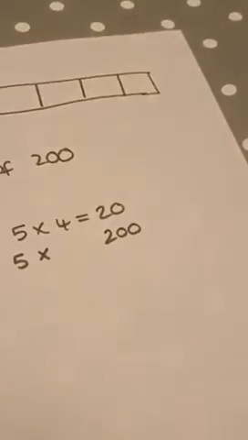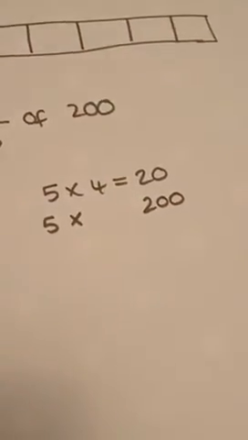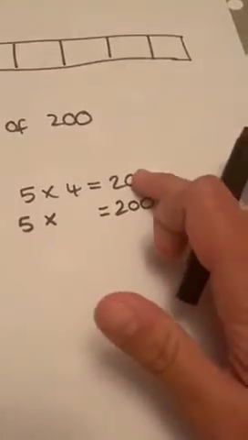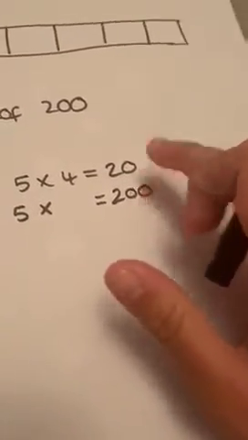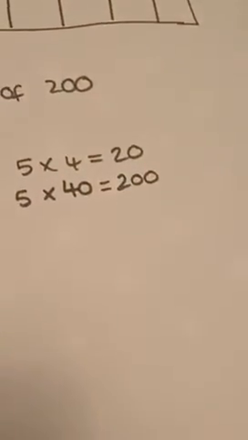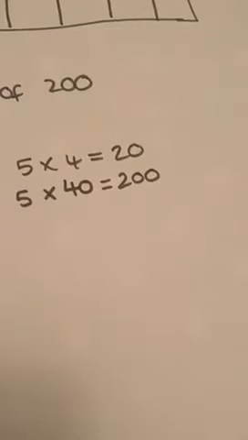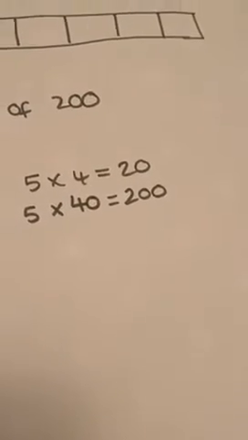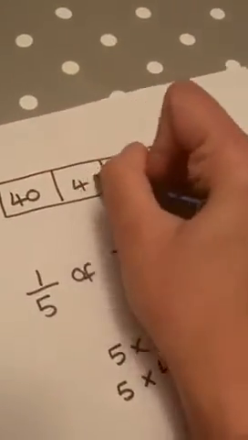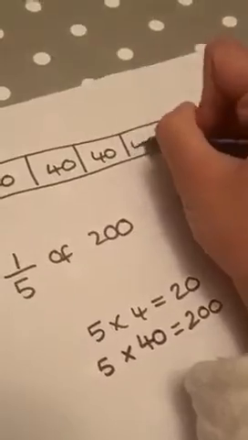Pause the video and talk to your grown-up. That's right. We multiplied 20 by 10 to get 200, so we need to multiply that 4 by 10 to get 40. So 5 lots of 40 are 200. This is where my lovely bar model comes in. So I'm going to now put 40 in each section of my bar model. And this is showing what 1/5 is.